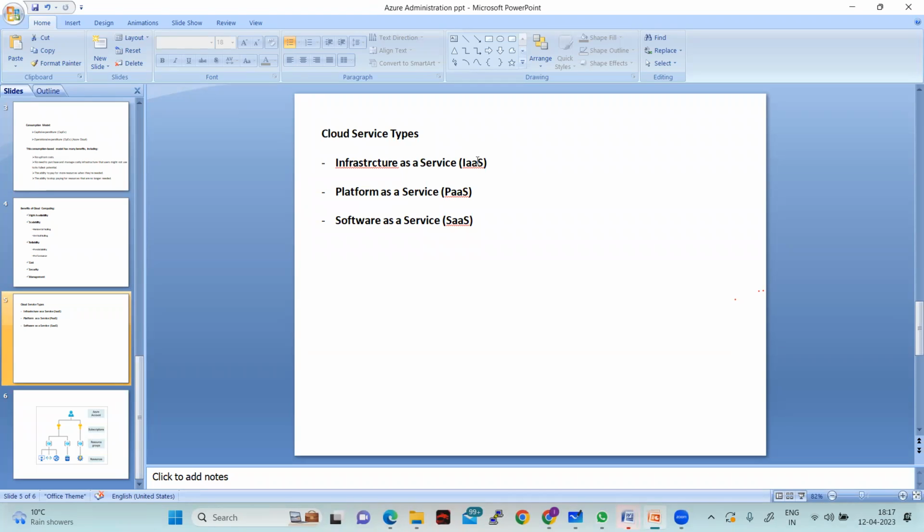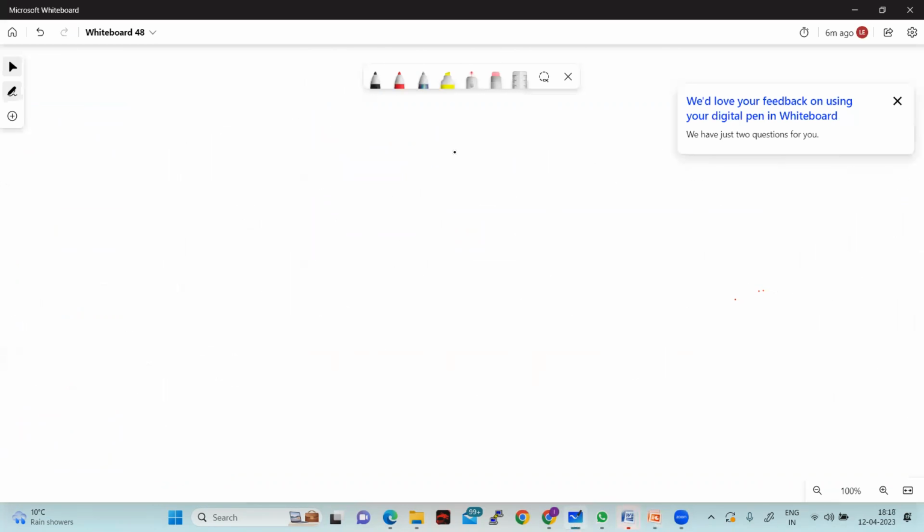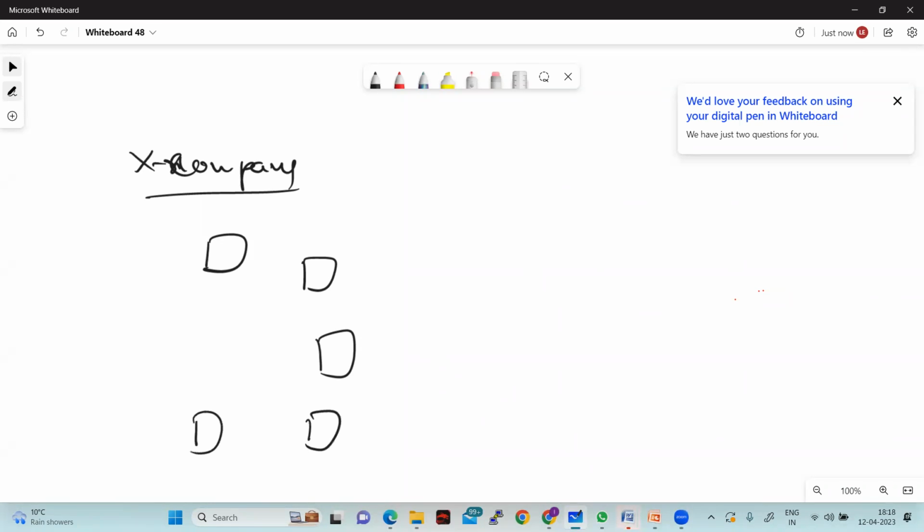What exactly is infrastructure as a service? Let me give you a simple example. Say you are working in company X, and there are lots of office VMs, office desktops available. Let's say there are almost 10,000 VMs, 10,000 office desktops that everybody uses. They are all connected to each other, and you are able to send and share files with each other.